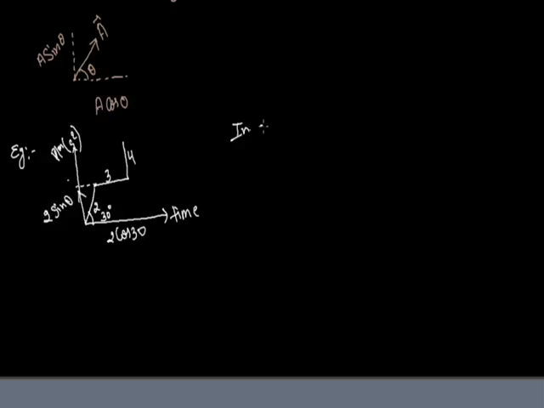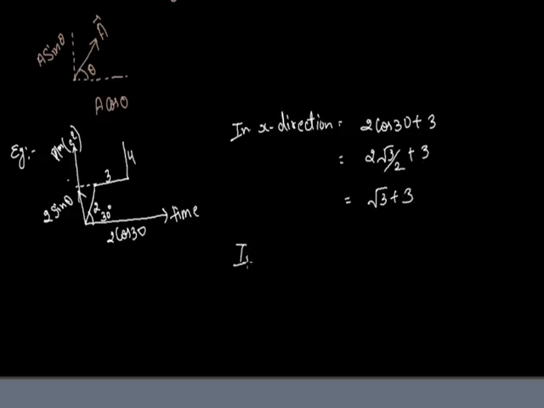So in x direction, 2 cos 30 plus 3 equal to 2 into root 3 by 2 plus 3 equal to root 3 plus 3, and in y direction, 2 sin 30 plus 4. 2 into, sin 30 degree is 1 by 2, plus 4 equal to 5.